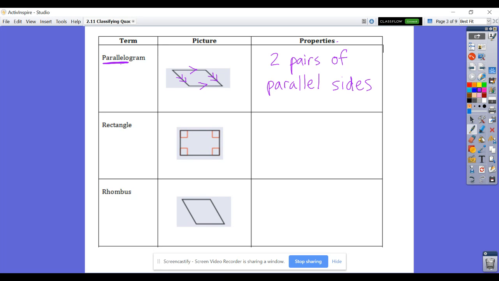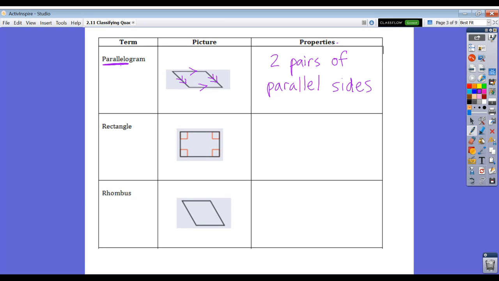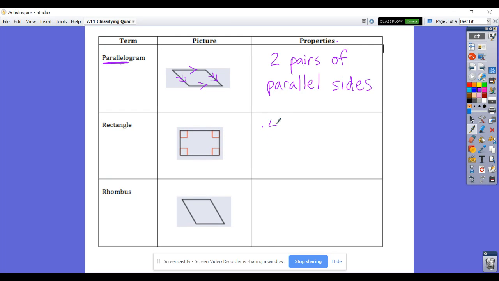Okay. Now, the next quadrilateral we'll discuss is a rectangle. I bet you're pretty familiar with rectangles. They have 4 right angles. That is a special property of rectangles. And opposite sides are equal.